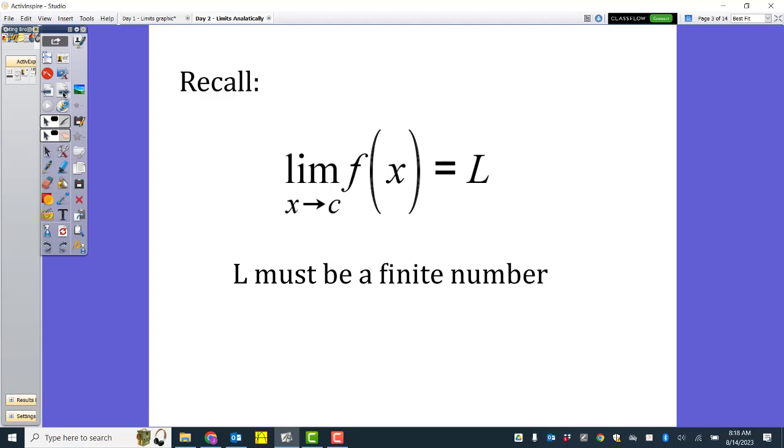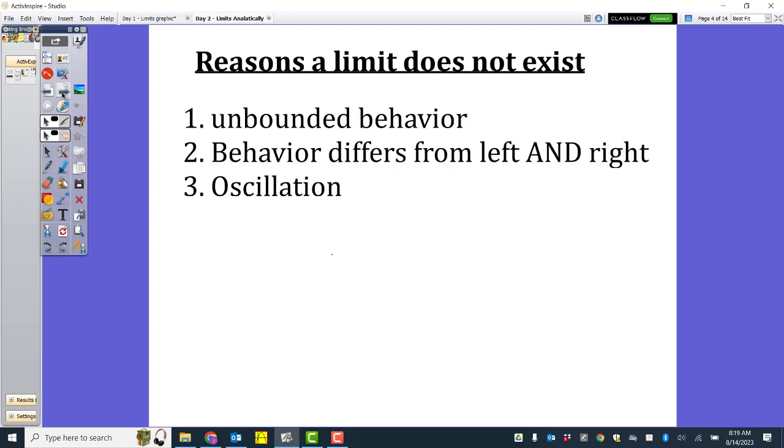Limit as x approaches c of f of x is equal to L, and L must be a finite number. If it's not finite, it's considered unbounded, and that's one of our reasons a limit does not exist. Unbounded behavior differs from left and right, and oscillation.